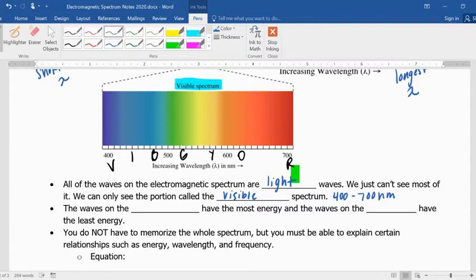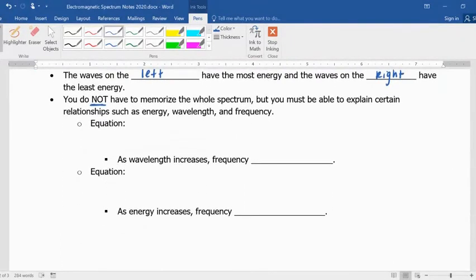As we said above, the waves on the left are what have the most energy, while the waves on the right have the least amount of energy. And you do not, I repeat, you do not have to memorize the spectrum, but you need to be able to explain certain relationships such as wavelength, frequency, and energy, like we did above. And we'll have some practice questions below.